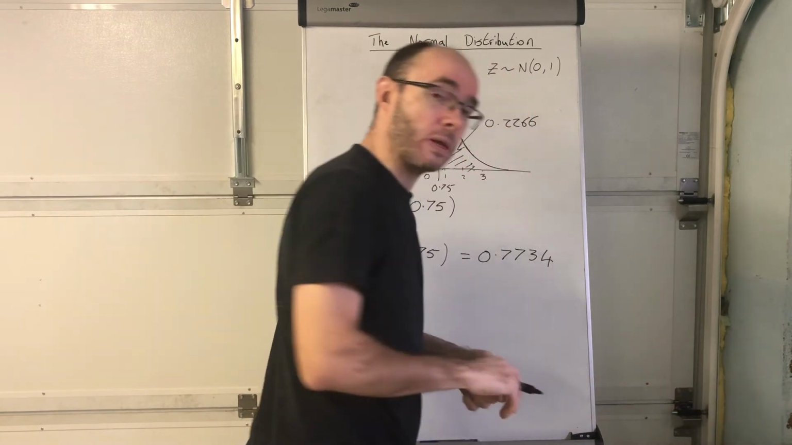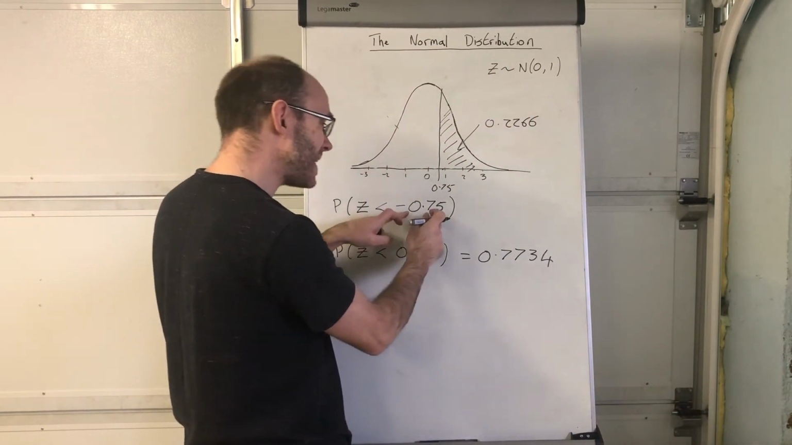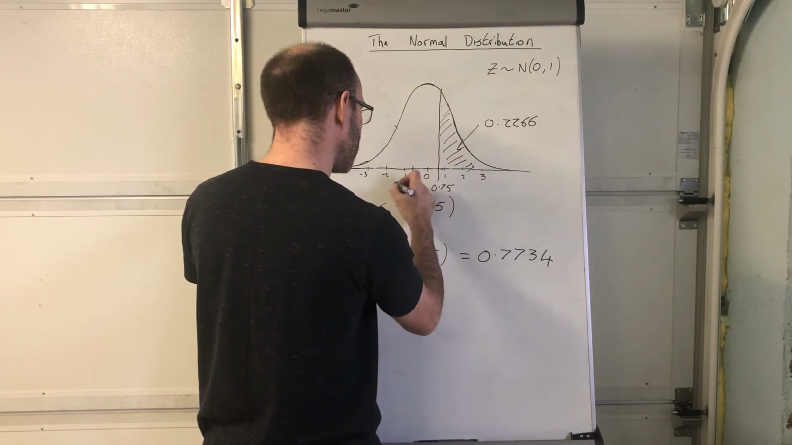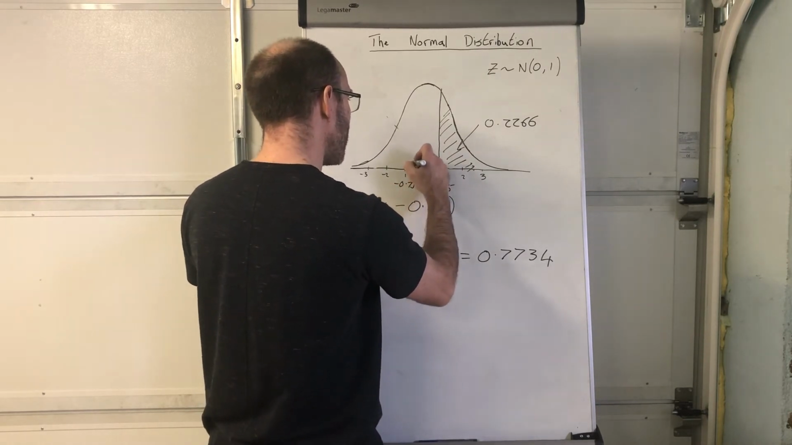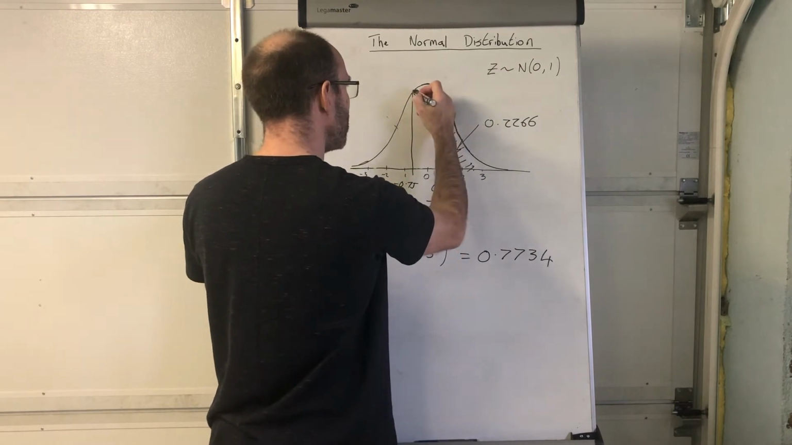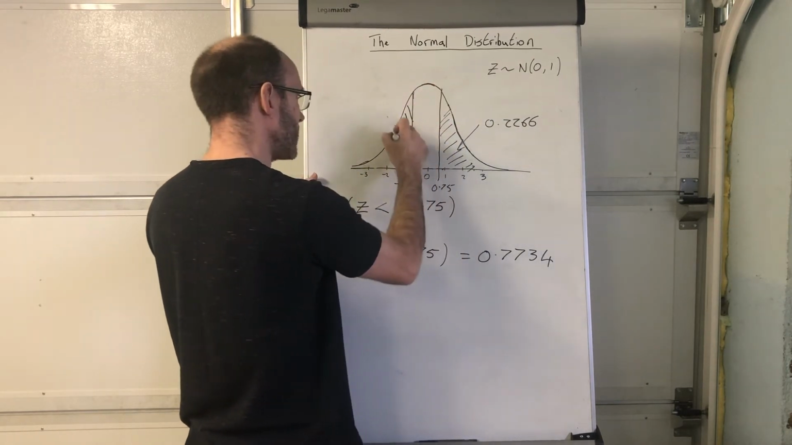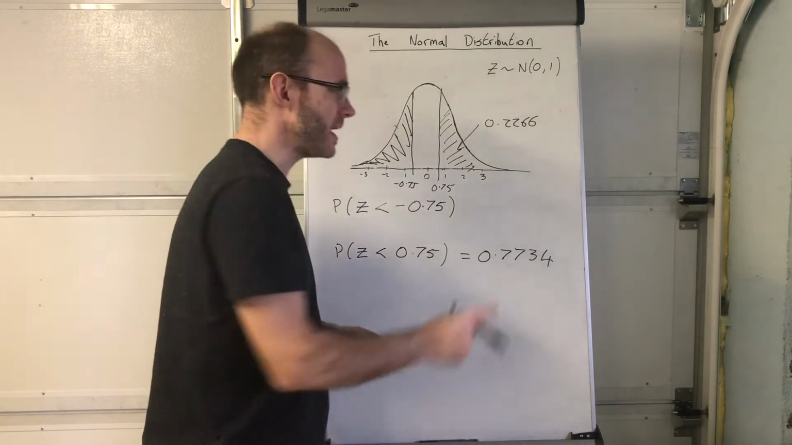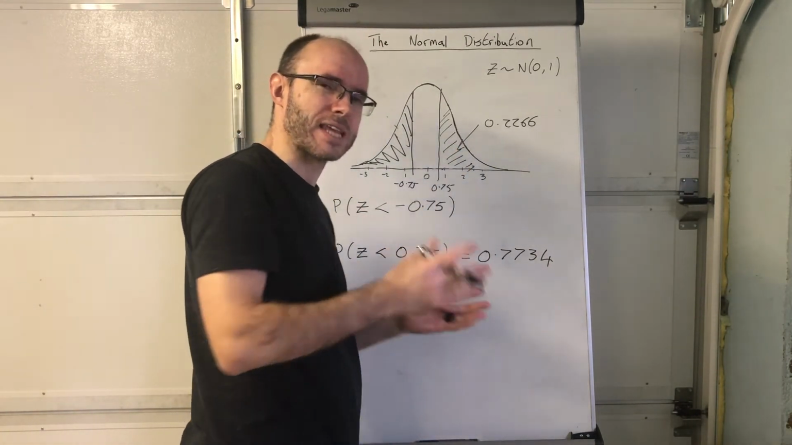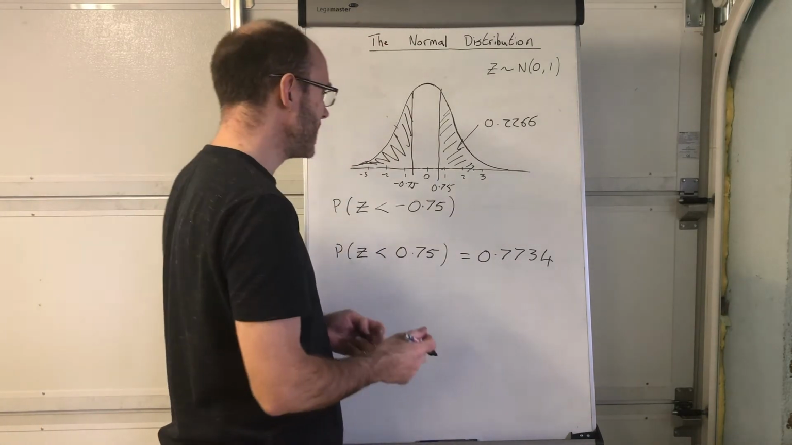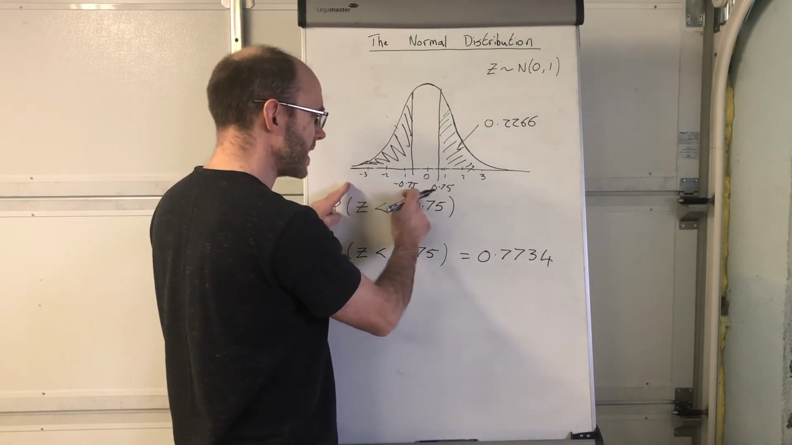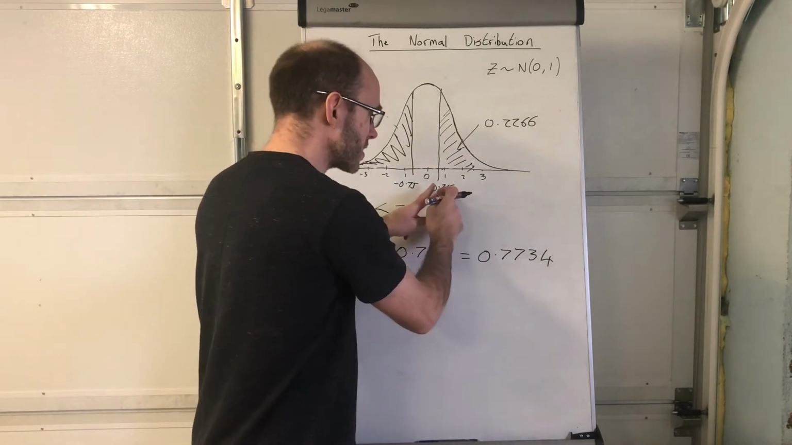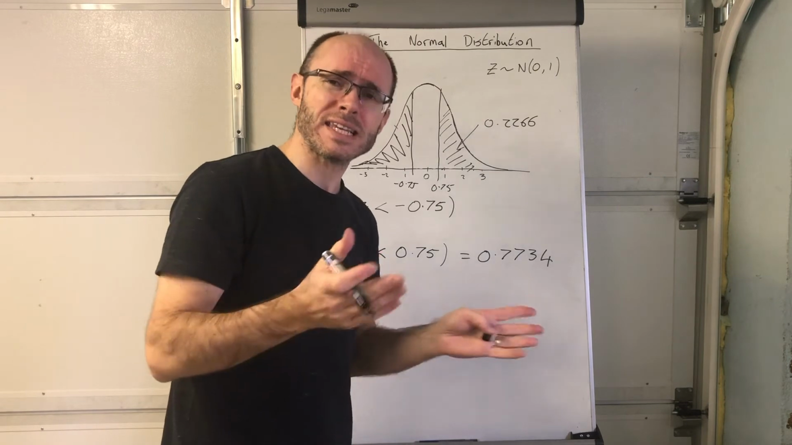What we actually want, of course, is the probability z is less than negative 0.75. So I'm just going to put that in. So there is negative 0.75. Okay. What we want is the probability of all of this shaded area here. Can you see it's exactly the same as that shaded area there? That's how we use the symmetry. The probability that z is less than negative 0.75 is the same as the probability of z is greater than 0.75. And that's how we use the symmetry.